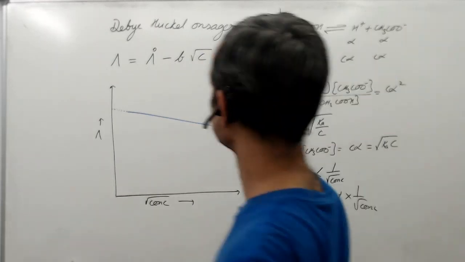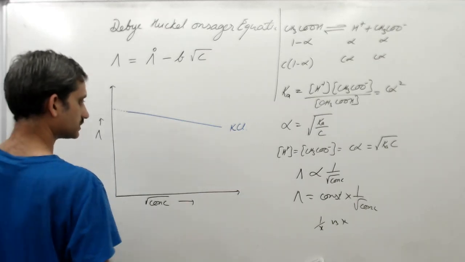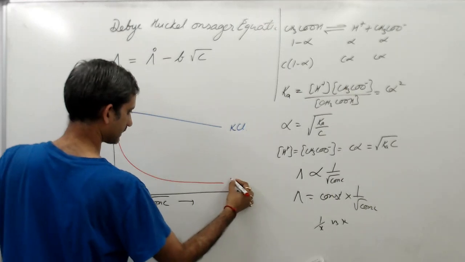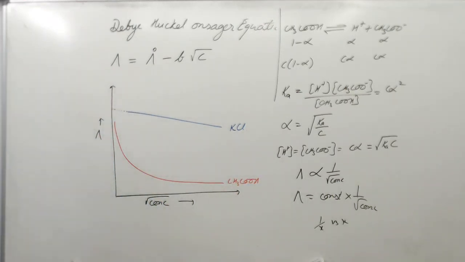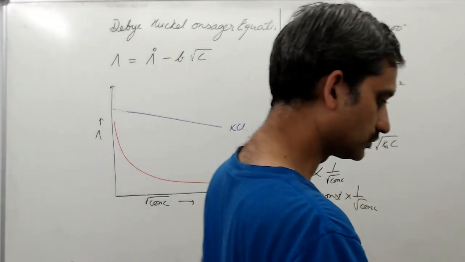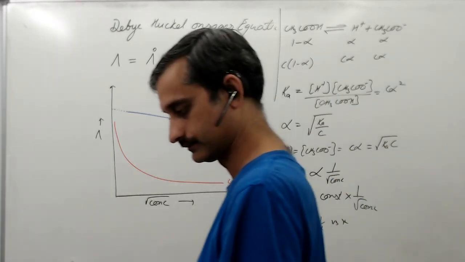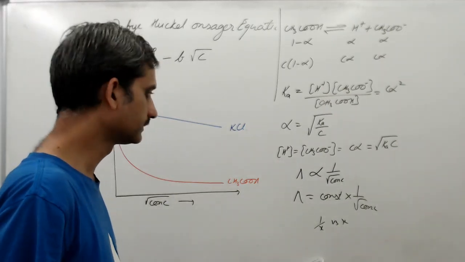Right you are. So here also we are making the graph of constant times 1 by concentration. So the graph goes like this. Now, these are the two graphs. These are the graphs of the strong electrolyte and the graph of the weak electrolyte. So these two graphs you have to make on the same scale, and that would be it. Clear?